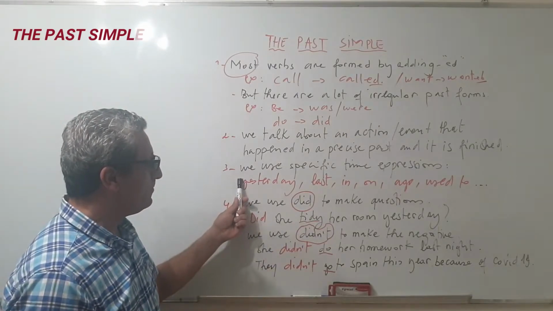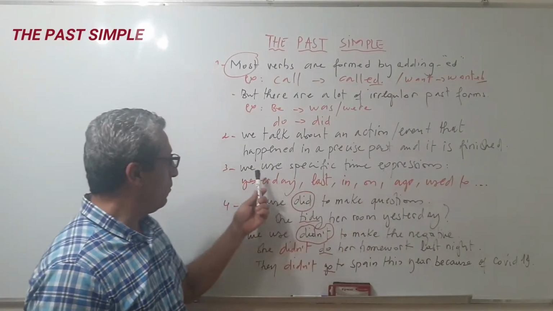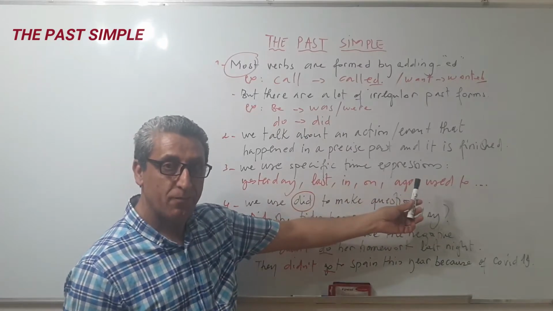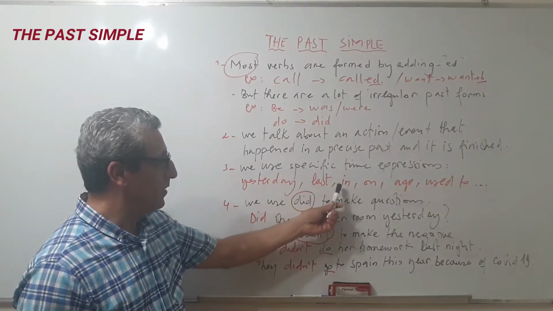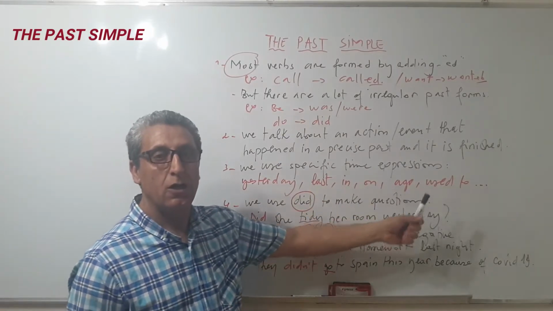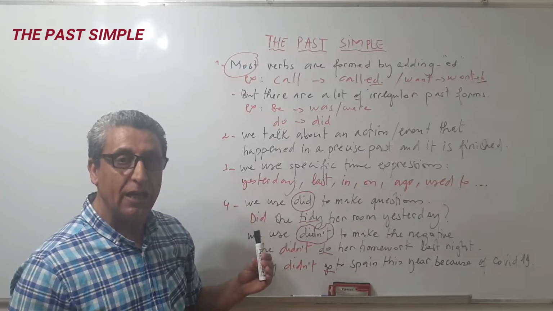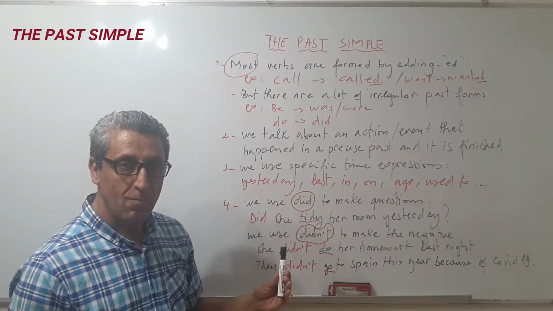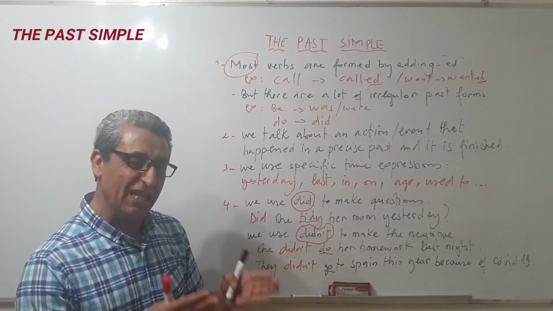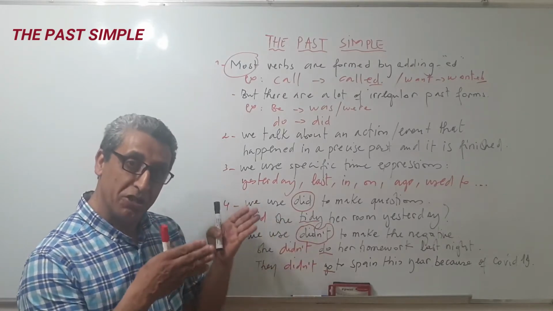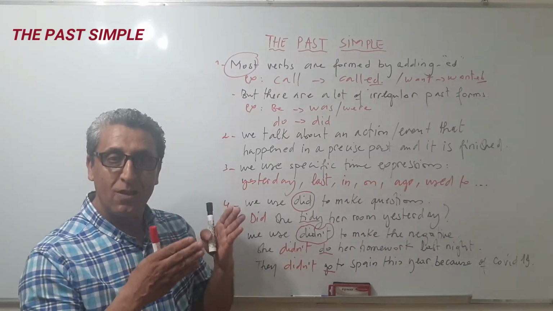Okay, number 3. With the past simple, we use specific time expressions. Okay, what are these time expressions? We use yesterday, last, in, on, ago, used to, etc. So these are time expressions that we use more specifically with the past simple. Okay, and when we use them with the past simple, they give it that sense of something that happened in the past in a precise time. When we say yesterday, it is a precise past. When we say last night or last year, it is a precise past.